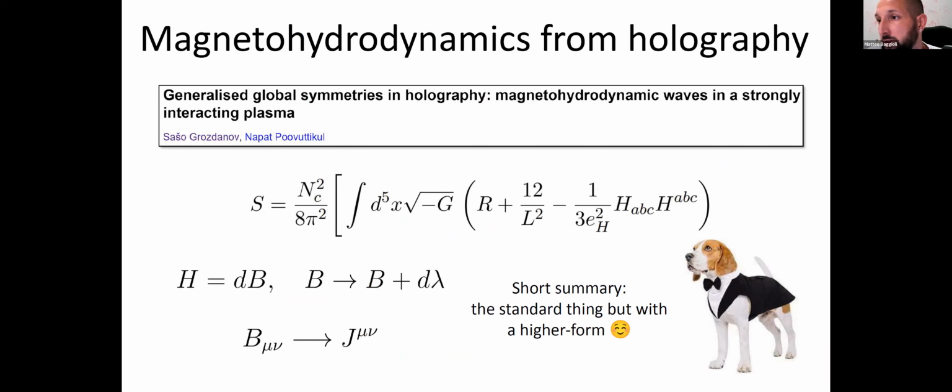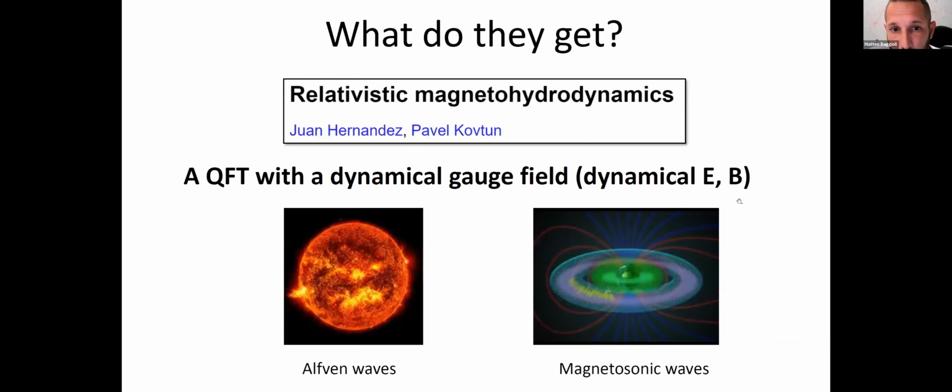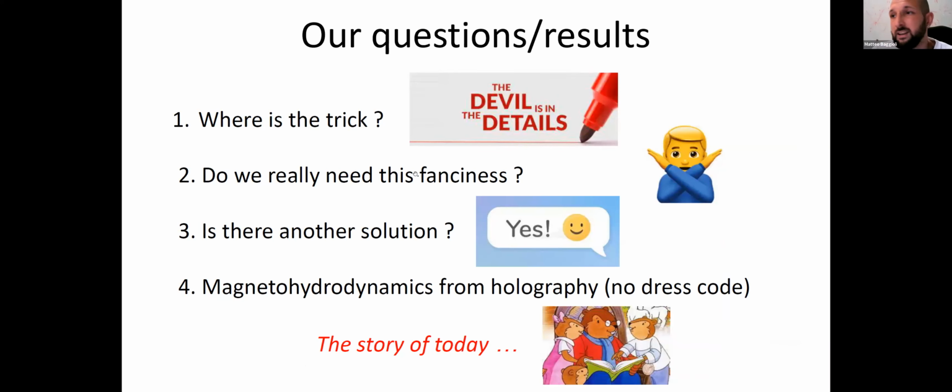So you're not doing absolutely anything in the bulk. You just do a dual of this action and you get the Maxwell action. So the question is, how can it be that you get something so different at the boundary? And the second thing is, do we really need these things, or can we do it also with the gauge field? Is there another solution? And this is exactly what I want to tell you today.